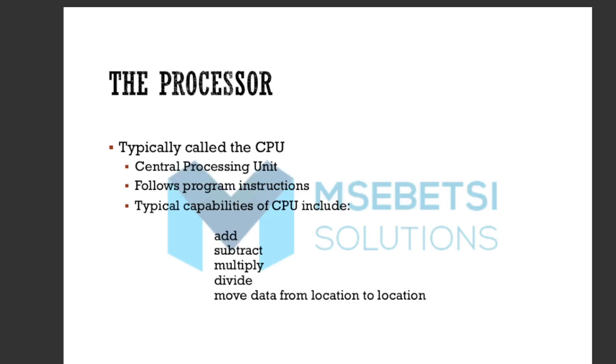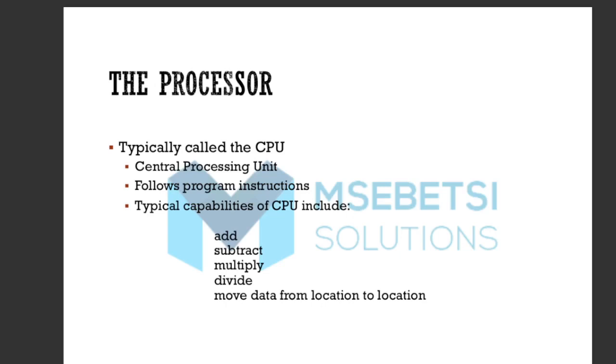That's what I mean. Typical capabilities of a CPU include: it adds, it subtracts, it multiplies, it divides, and it moves data from one location to another, e.g. from the computer to a flash drive, or from a flash drive to the computer. You've seen a computer. And for those who have not touched a computer yet, this is what a computer can do.